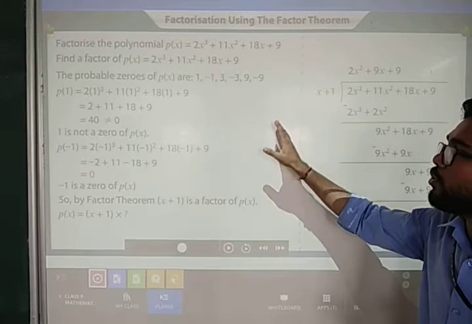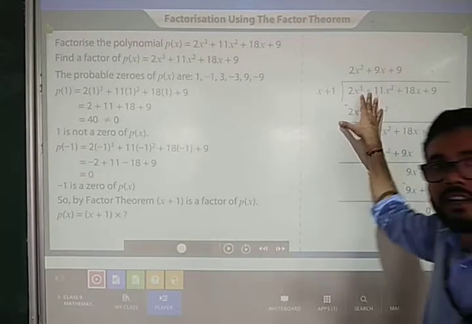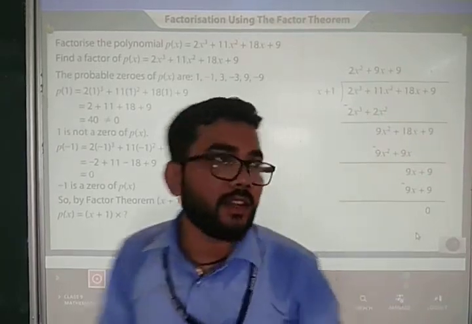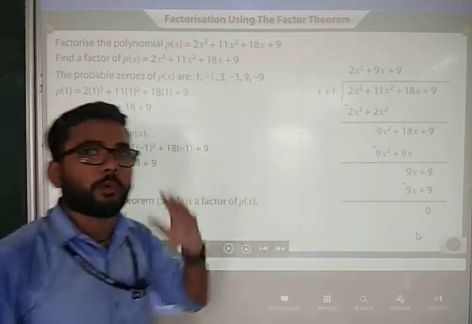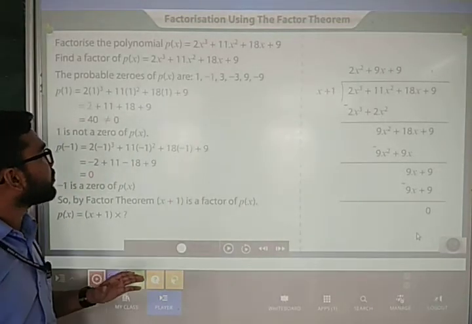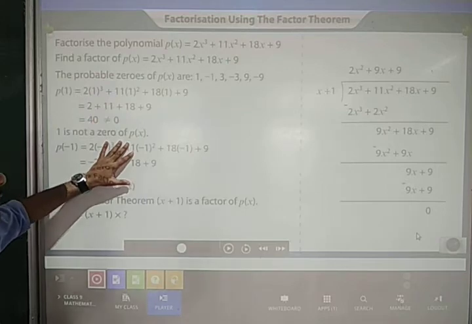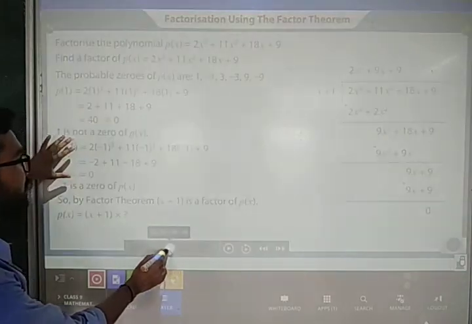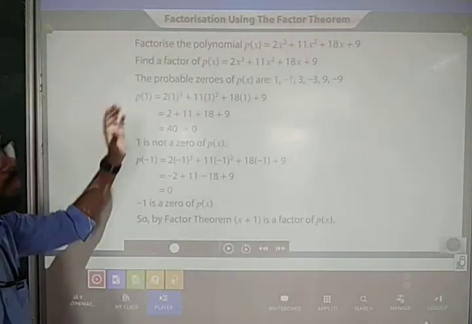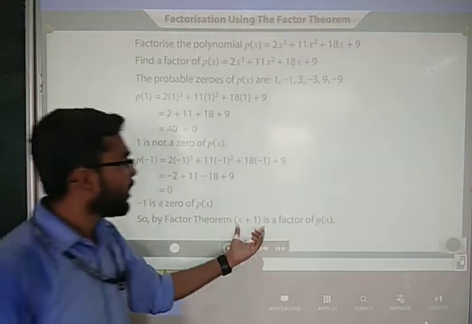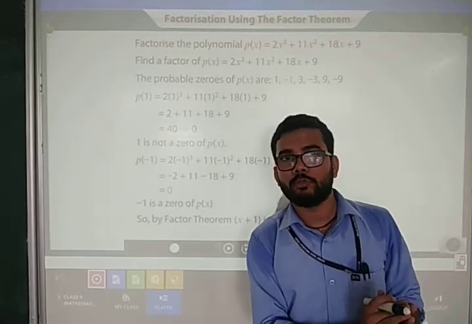Okay. So I will explain it later, how to find the second and third factors of a cubic polynomial. Right now you need to understand how to find the first factor of a cubic polynomial. So in this way you can find the first factor of a cubic polynomial.